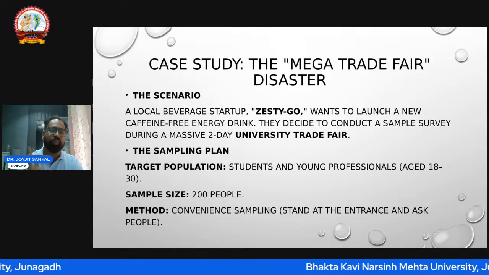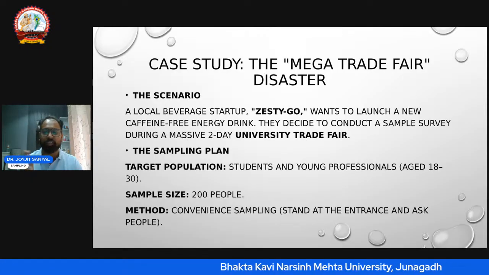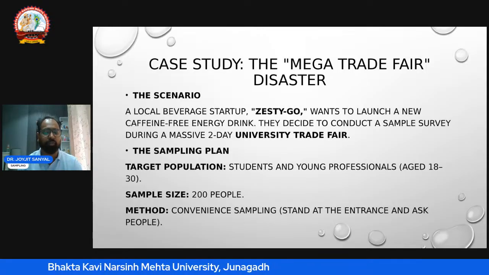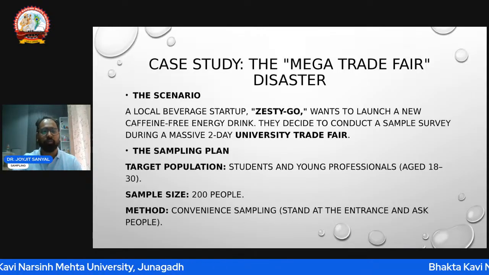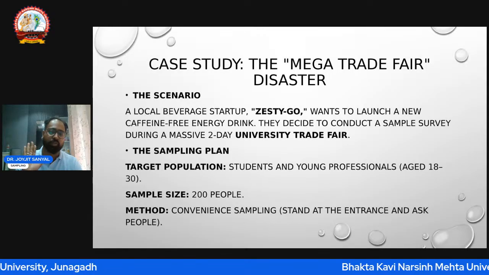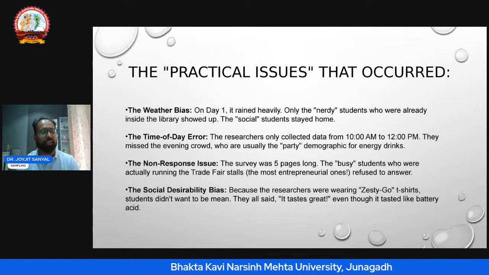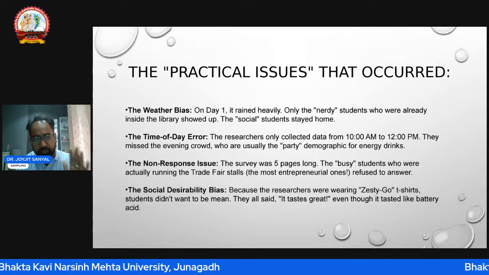The method is convenience sampling: stand at the entrance and ask people. So what method did you follow? Convenience sampling, so whoever comes in front of you happens to become your sample. Practical issue: the weather bias. So what may happen now? When you go to the field, what actually may happen?